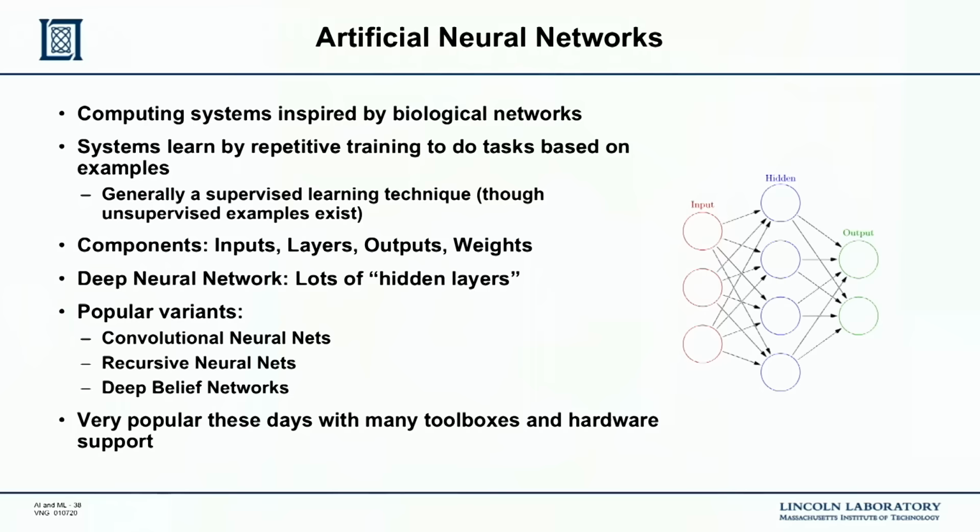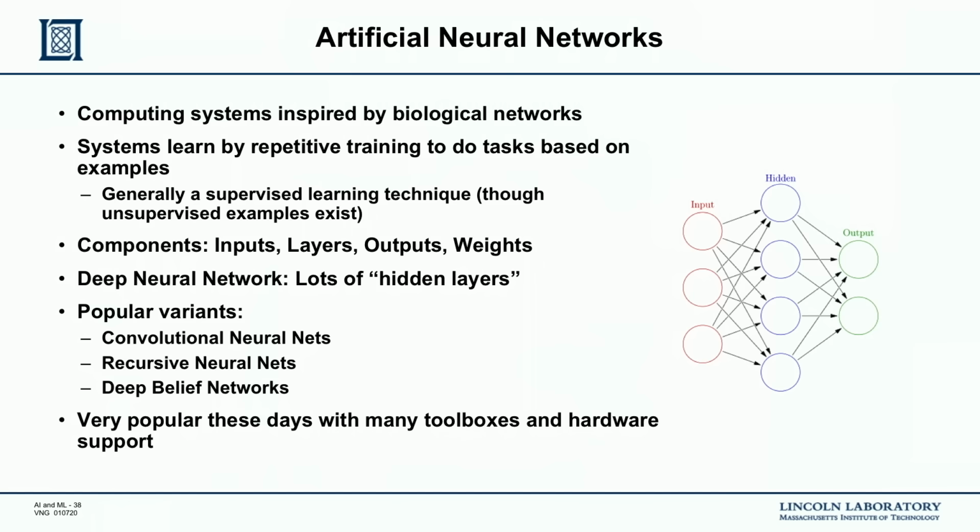Of course, no class these days on machine learning and AI could go without talking about neural networks. As I mentioned, neural networks form a very important part of machine learning, and they certainly are an algorithm that many of you, I'm sure, are familiar with. They fall well within the supervised and unsupervised, and they've been used for so many different applications at this point. So what's a neural network? A computing system inspired by biological networks, and the system essentially learns by repetitive training to do tasks based on examples. Much of the work that we've seen is typically applied to supervised learning, though I'll mention some research we are doing applying it to unsupervised learning as well, and they're quite powerful.